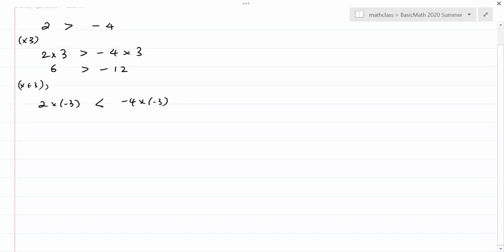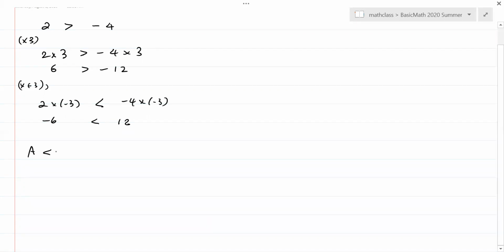You have to change the direction of the inequality, because this side is -6 and the other side has become +12. So that's a key point. If you multiply or divide the inequality by a negative number, you have to change the direction of the inequality. So here's a general formula.